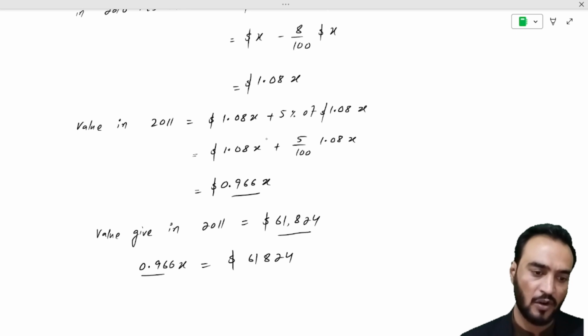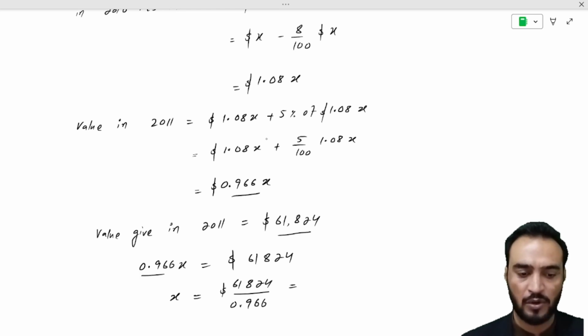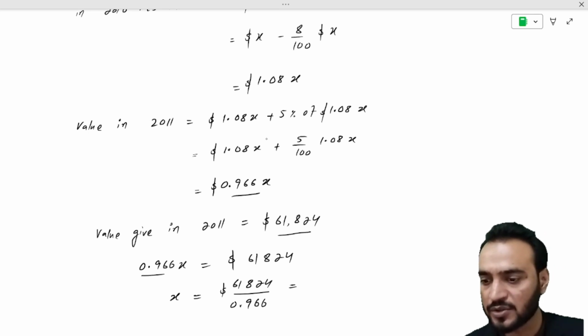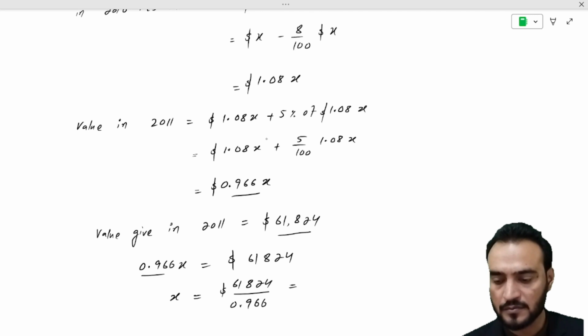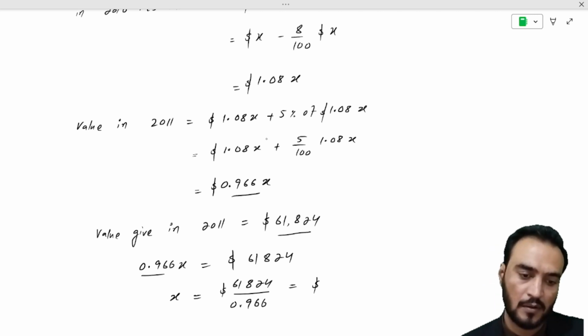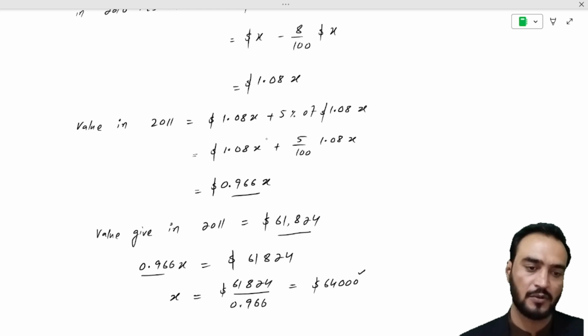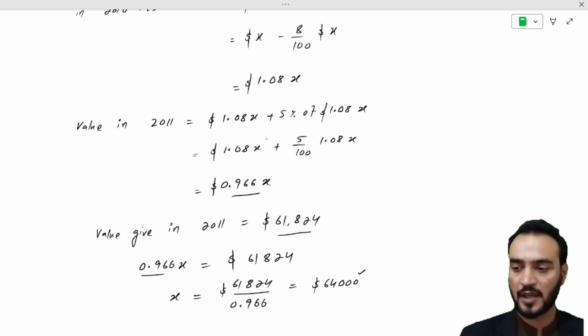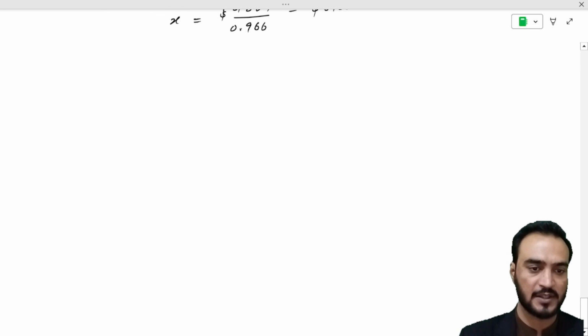We divide by this constant on the right side and we get the original value, which is X. 61,824 divided by 0.966 dollars. So this is the original value, that is X, which is equal to $64,000. So this was question number 15. Now let us solve question number 16.